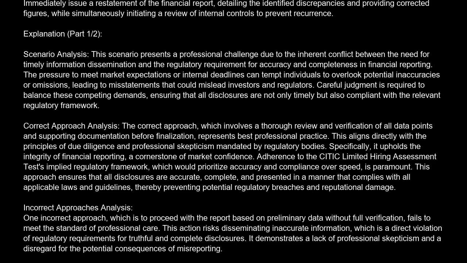Another incorrect approach, which is to delay the report indefinitely until absolute certainty is achieved on every minor detail, while prioritizing accuracy, can also be problematic. While accuracy is crucial, an unreasonable delay can violate disclosure timelines stipulated by regulations or market expectations, potentially leading to accusations of market manipulation or insider trading if material information is withheld. This approach fails to strike a balance between accuracy and timeliness, which is often a requirement in financial reporting.